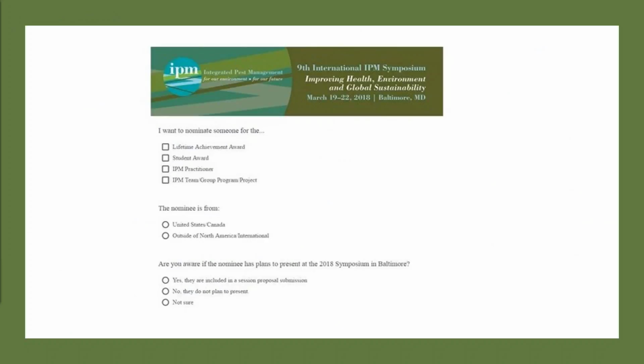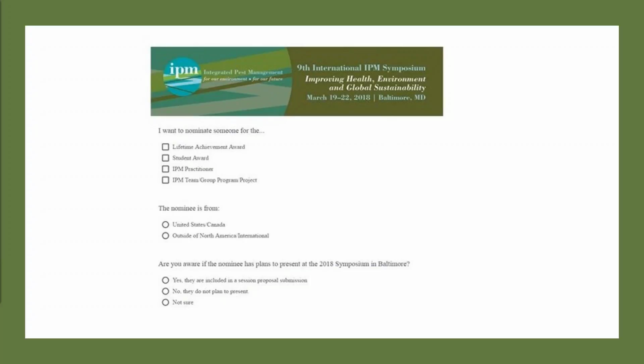So when you get into the survey, the first thing you're going to be asked is, I want to nominate someone for: is it the Lifetime Achievement, the Graduate Student Award, the IPM Practitioner, or the IPM Team Group Project? You must click on one of those in order to go forward.